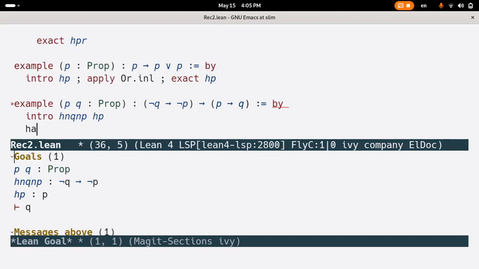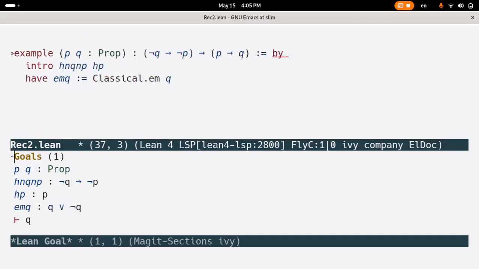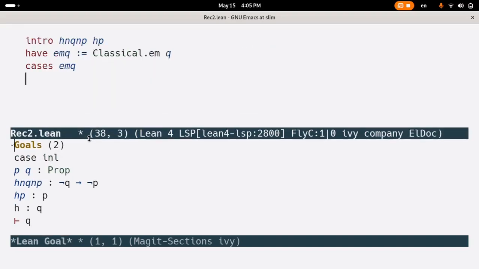After this, we can use have to prove an intermediate claim, which here is simply that Q or not Q holds. Now we can split the proof into cases using E and Q. We use the tactic cases for this. So observe that cases E and Q split the proof into two goals, case INL and case INR.